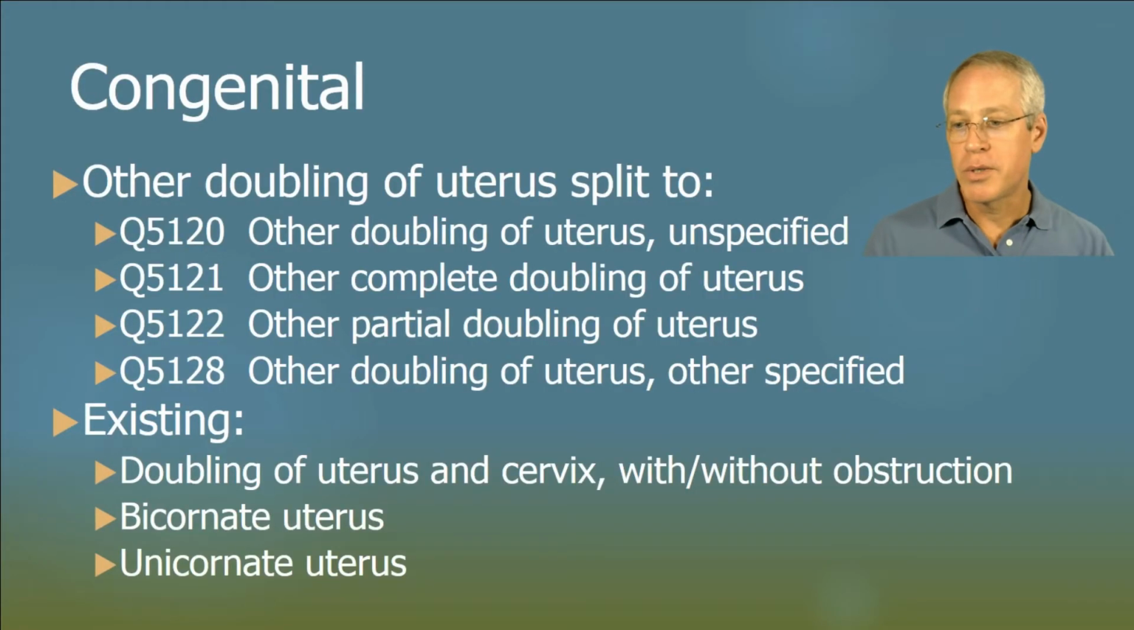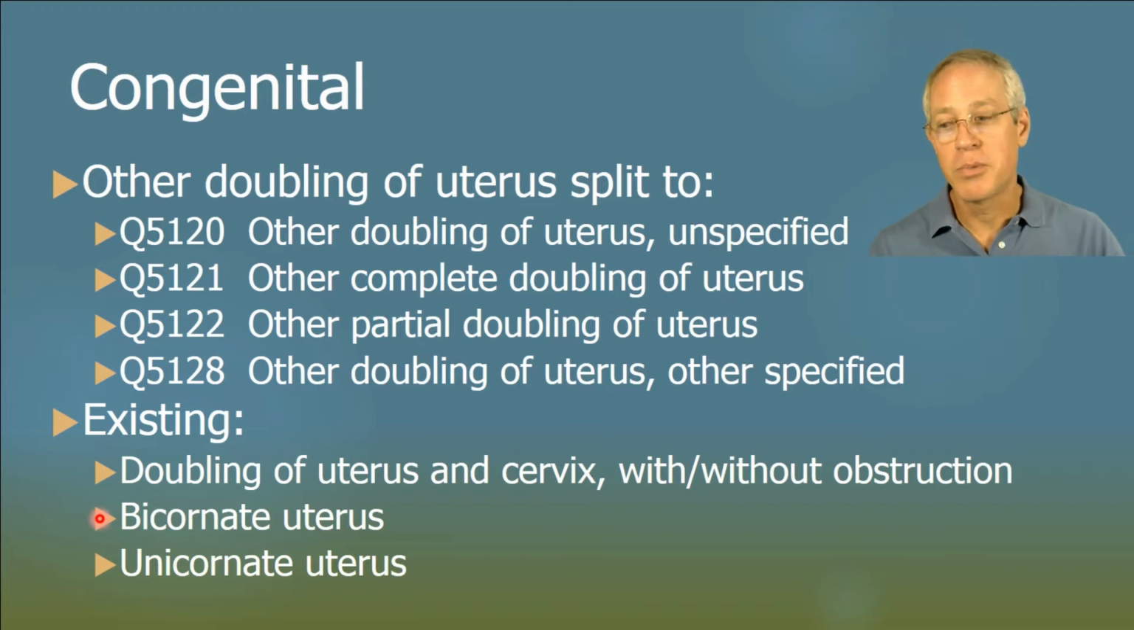Another congenital condition having nothing to do with infectious disease is other doubling of the uterus. This just adds another element of specificity. Let me start by saying doubling of the uterus and cervix, which is having truly two uteruses. Bicornuate uterus is where the fundus of the uterus is split into two distinct horns, separate from one another anatomically, one or both of which can get pregnant.